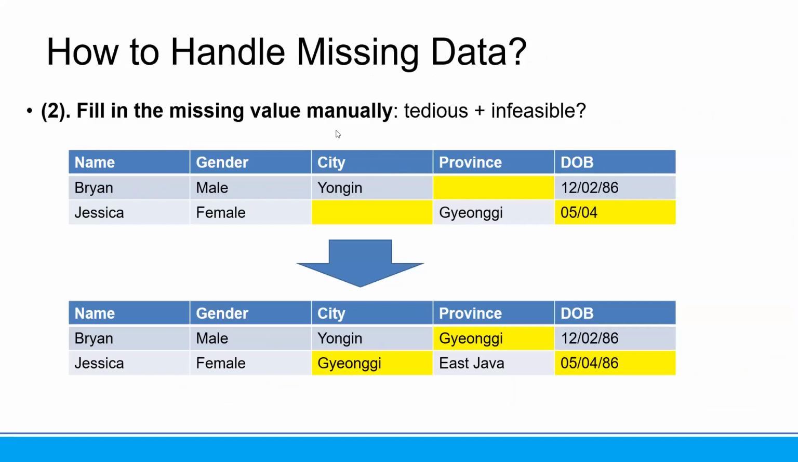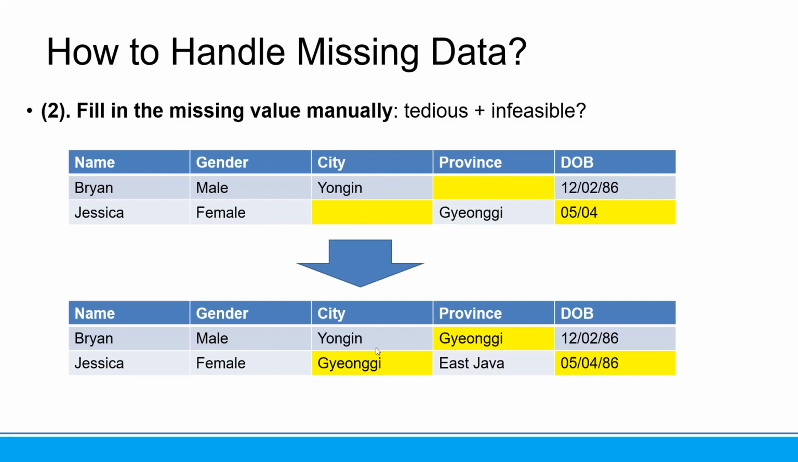If we fill in manually, like this one, Brian, male, he lives in Yongin province. Oh, there is no such information on this province. How can we handle this one? Oh, maybe I know this is from Gyeonggi, but the database cannot understand. Okay, so we need to fill in manually. Gyeonggi. What about this one?